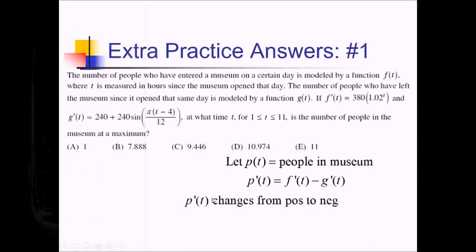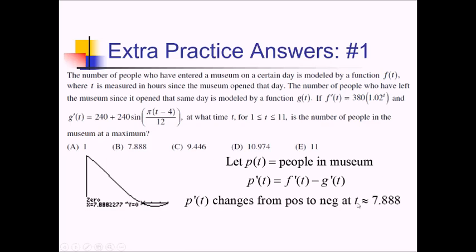So I notice P prime changes from positive to negative at T equals, in this case, 7.888. That means that we at least have a local max at that value. Now, it's worth noting that this is the only critical value on this closed interval. Since that is the only critical value for this function, this implies that P has its absolute max at time 7.888. So that's going to be choice B.